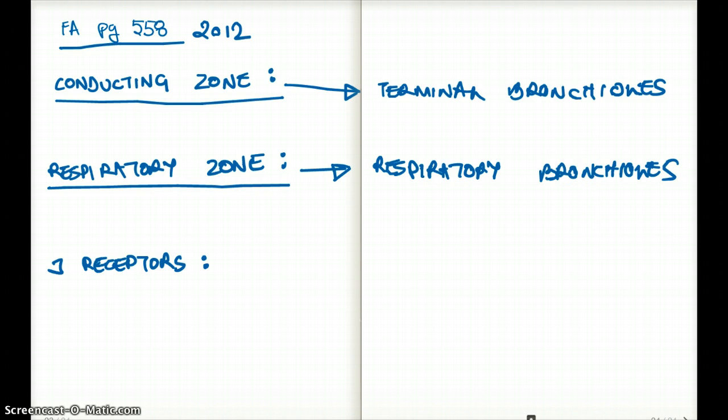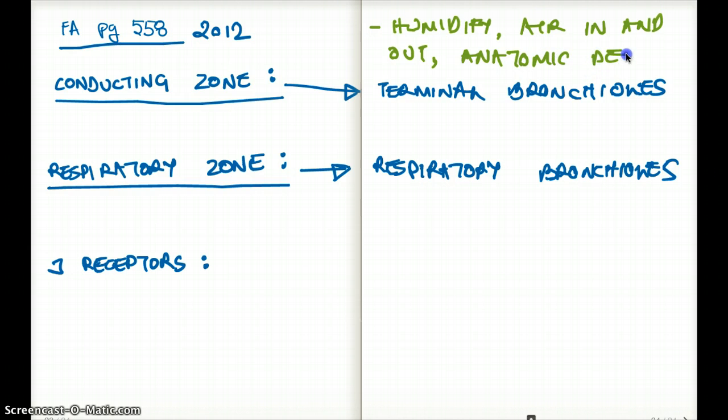Another thing I want to mention here is that the job of the conducting zone is to humidify. The job of the conducting zone is to bring air in and out. These are some of the actions done by the conducting zone. Also, this is the anatomic dead space. Anatomic dead space means that it's not taking part in any respiratory action, the conducting zone. Okay, so that's about it.